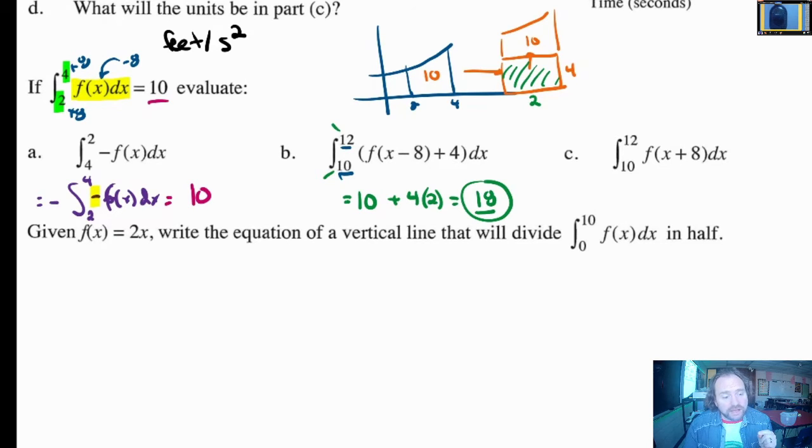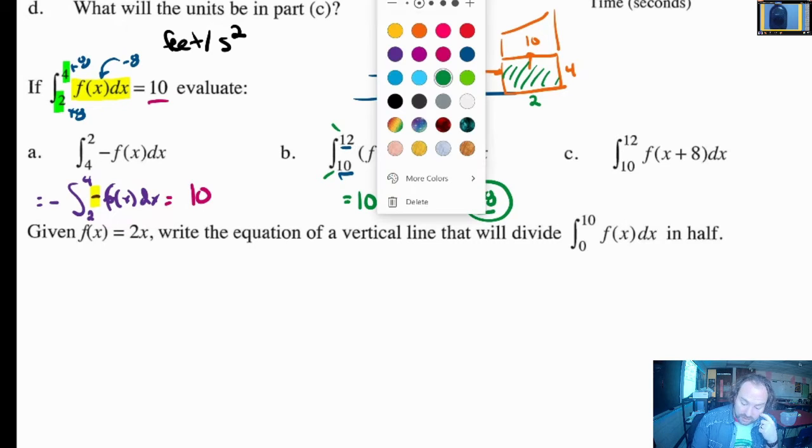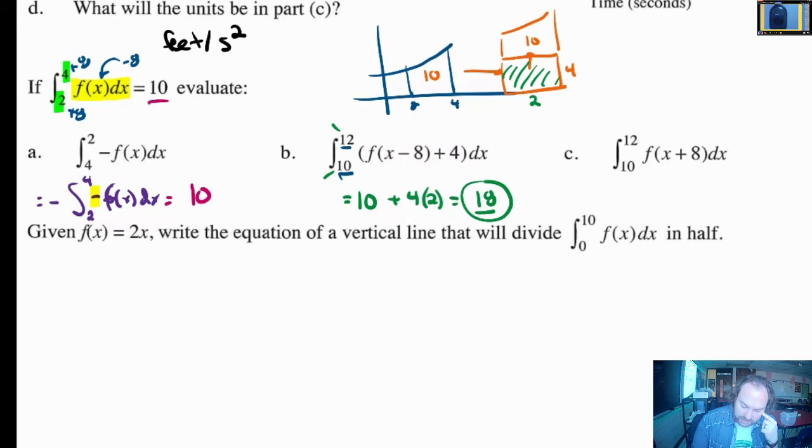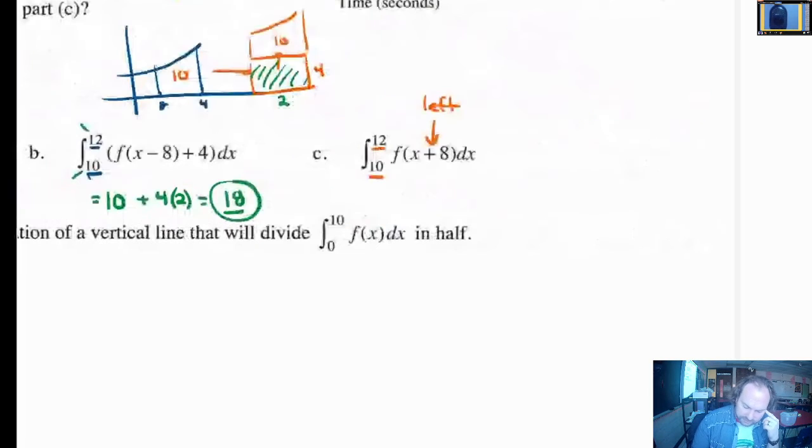I don't think we can calculate C. I think C is meant to be kind of a trick problem for us, and I'm going to go ahead and submit that I don't have any idea what that is, and here's why. Because we have translated the bounds of 10 and 12 still by adding 8 to the original bounds. But now we're adding 8, which is going to move the thing to the left instead of moving it to the right.